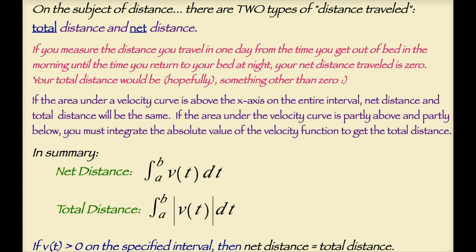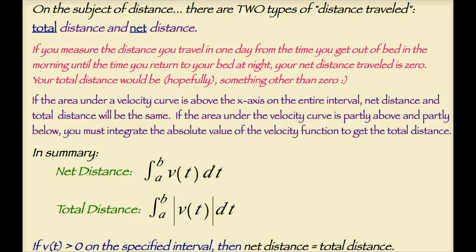On the subject of distance, as mentioned previously, there are two types of distance traveled: total distance and net distance. If you measure the distance you travel in one day, from the time you get out of bed in the morning until the time you return to your bed at night, your net distance traveled is 0. Your total distance would be, hopefully, something other than 0.